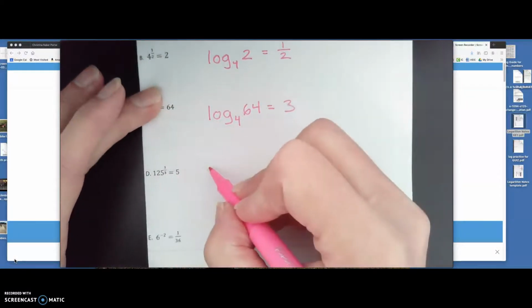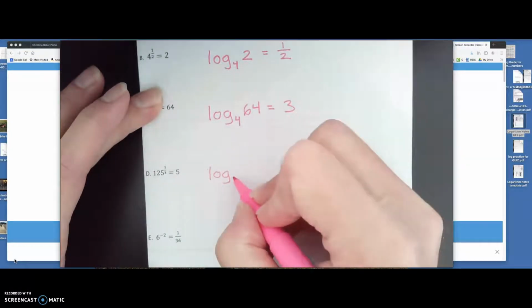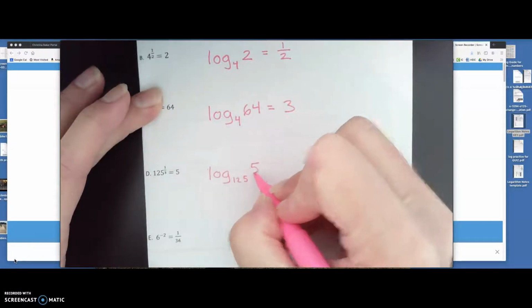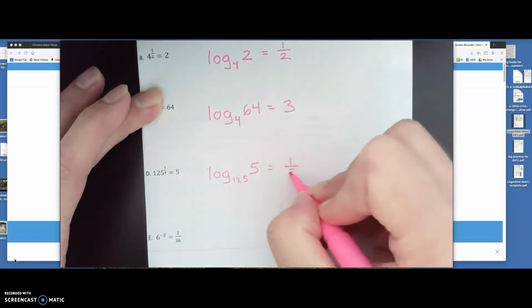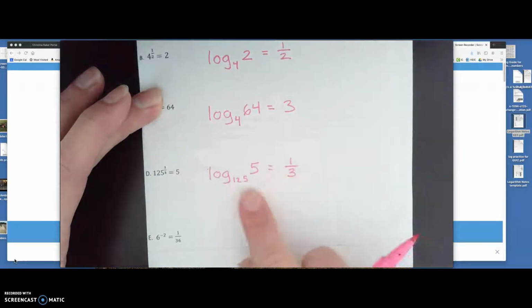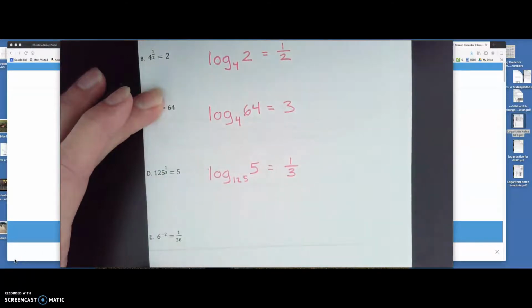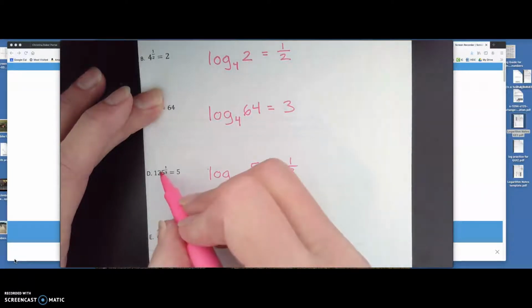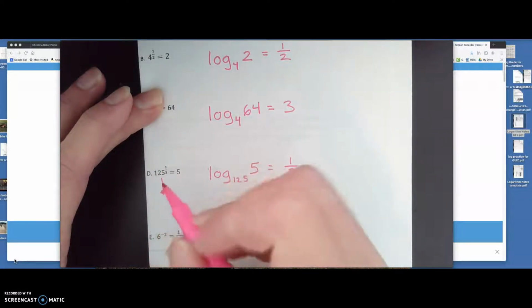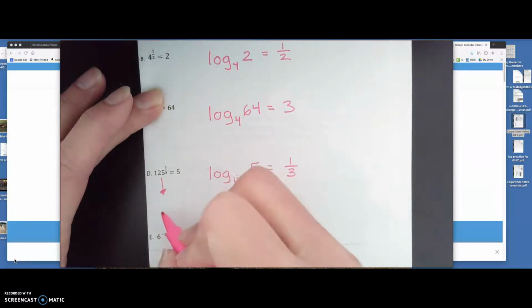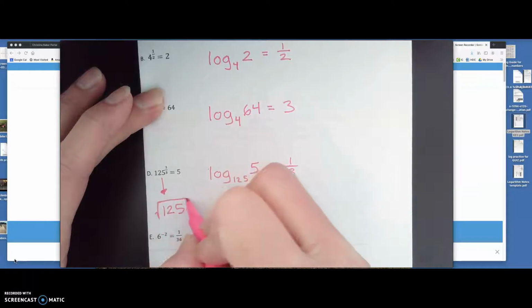So I'm going to rewrite this as log base 125 of 5 is equal to 1/3. Now remember, if we wanted to actually try this out, 1/3 as a fractional exponent, remember, we've learned how to rewrite that in radical form. So that's kind of like saying this, 125, the cube root of that.